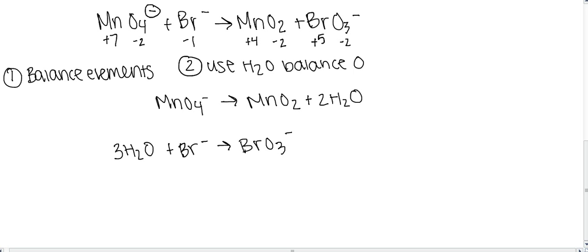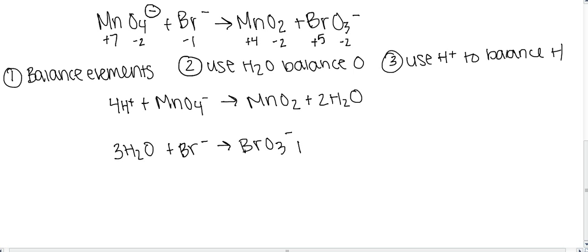Now, our third step is that we are going to use hydrogen to balance our hydrogen molecules. So, we have 4 total hydrogen molecules on this side, and we have none over here, so this will make it nice and easy, and we're just going to add 4H+ to this side. Again, we have 6 hydrogen on this side because 3 times 2, we have 6 total, so I'm going to add 6H+ to this side.